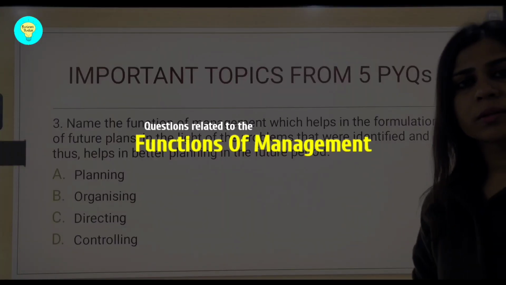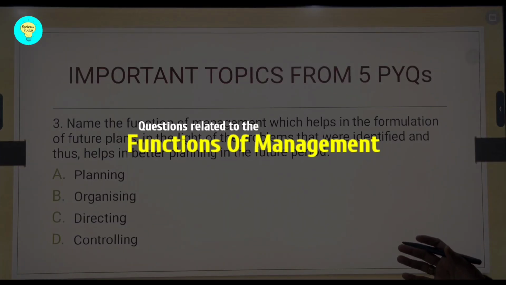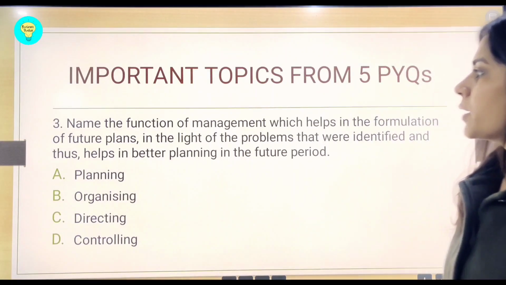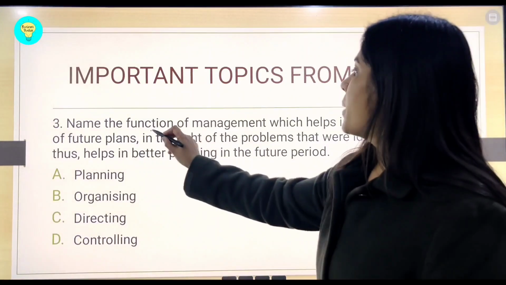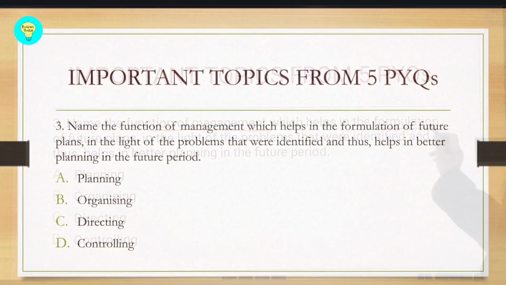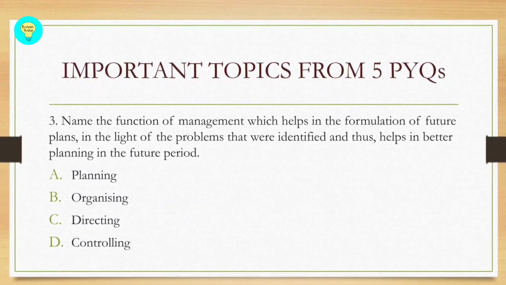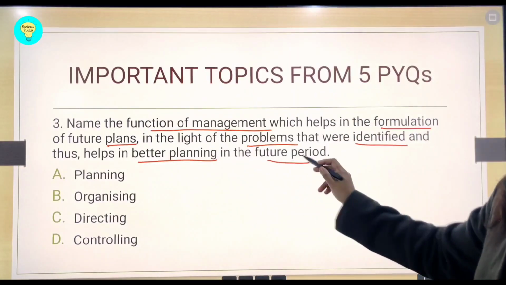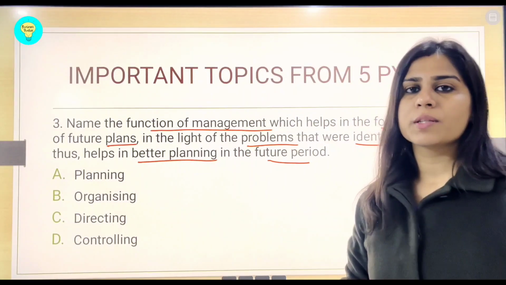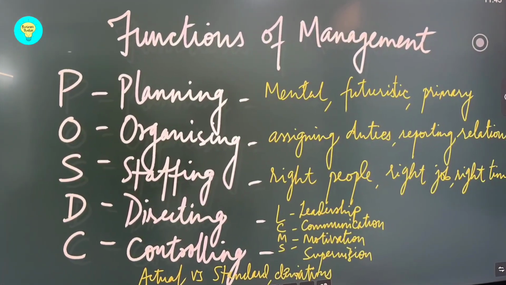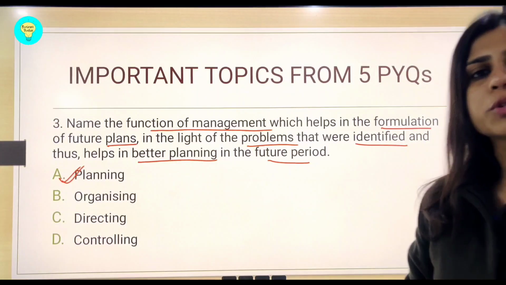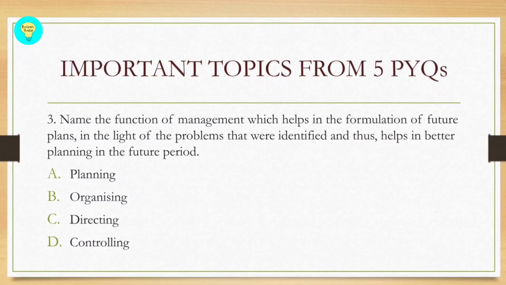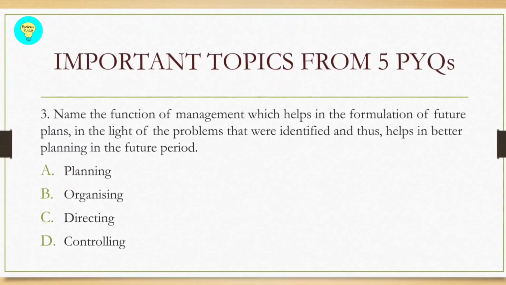So the third question from this chapter, from previous 5-year question papers and the 6th sample question paper of 24-25, says, name the function of management which helps in the formulation of plans in the light of the problems that were identified and thus helps in better planning for the future. So as we have already talked about, planning is the function that relates to the future, that is a mental exercise. It's the primary, first and foremost function under management to decide how things have to go, who is to do what task in the organization.